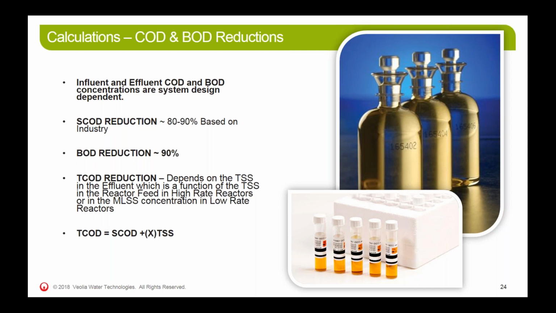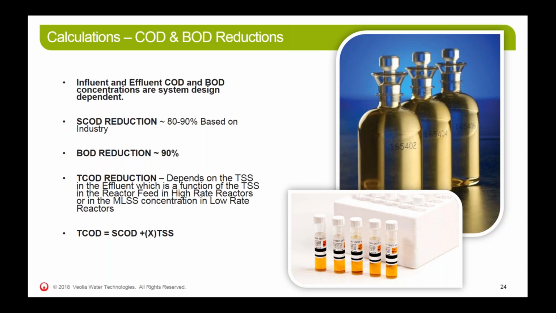the COD and BOD reductions. Again, that's going to be system determined, but in general, the soluble COD reduction that you see in your system should be 80 to 90%. If you have a wastewater with a high BOD to COD ratio, that could be less. It could be as low as 60%. But in that case, the BOD reduction should still be greater than or equal to about 90%.